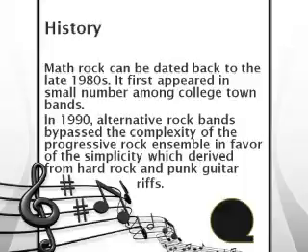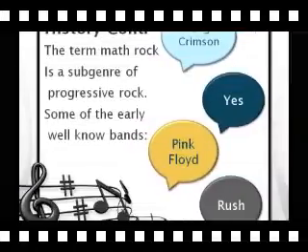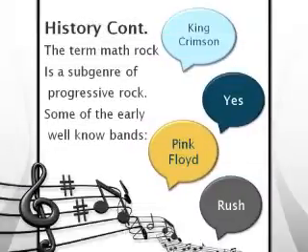Math rock can be dated back to the late 1680s. Some rock musicians experimented with unusual measures and structures in the 1960s and 1970s. It became popular in the 1990s. Some famous math rock musicians are King Crimson, Yes, Pink Floyd, and Rush.